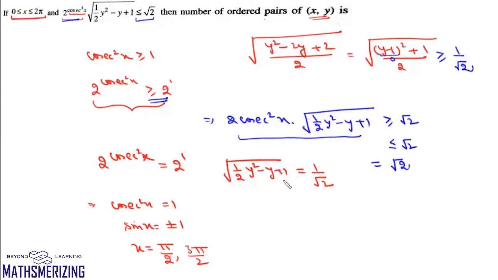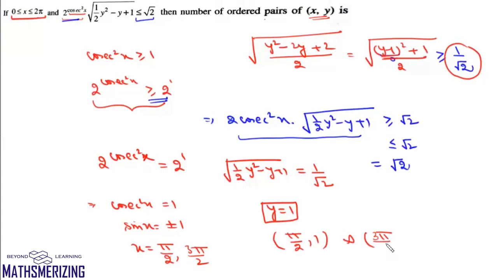And then from here we know that it is under root of (y minus 1) square upon 2 plus 1. So its value will be 1 by root 2 when this expression within the square root is 0. So from here we'll get only one condition, that is the value of y should be 1. So there'll be two ordered pairs. One of them will be pi by 2 comma 1 and the other one will be 3 pi by 2 comma 1. So the answer to this question is that the number of ordered pairs of x and y is simply 2.